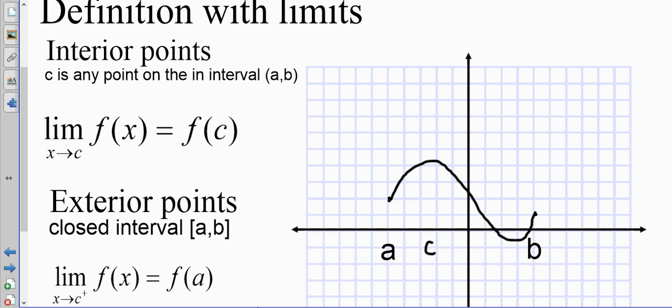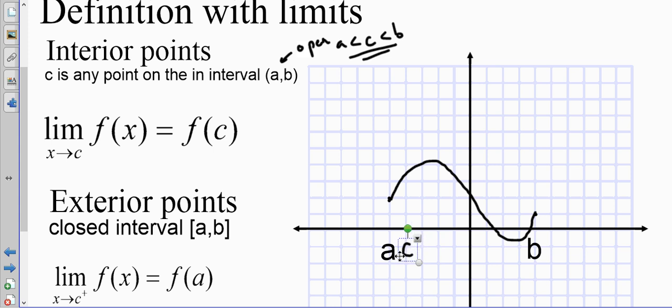This is what we call an open interval. An open interval basically means that c is going to be between a and b. So if I take c, c can be any value right here, and I move it around from a to b, and as long as the limit and the value equal each other, which all these do, there are no holes or gaps, then it's going to be continuous.